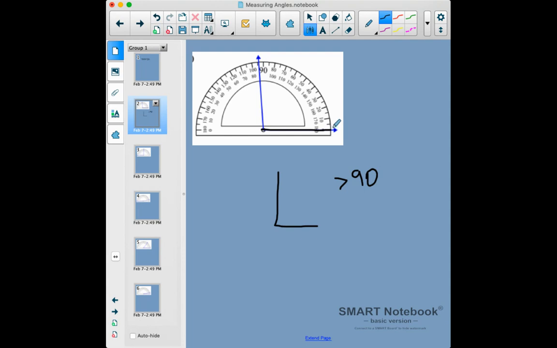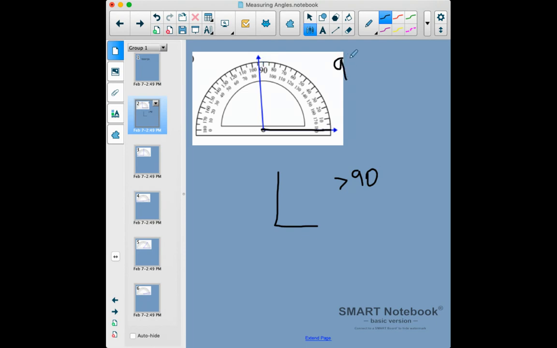Now this protractor counts by fives, and it helps us out a little bit because every 10 is there. So we have 5, 10, 15, 20, 25, 30, 35, 40, 45, 50, 55, 60, 65, 70, 75, 80, 85, 90, 95. So the measure of this angle would be 95.